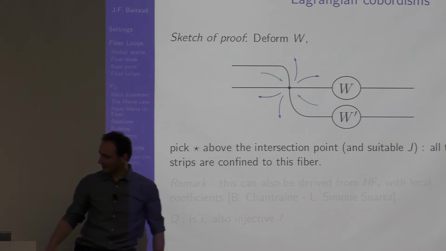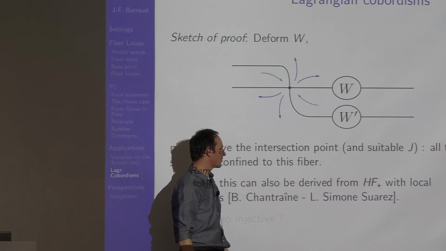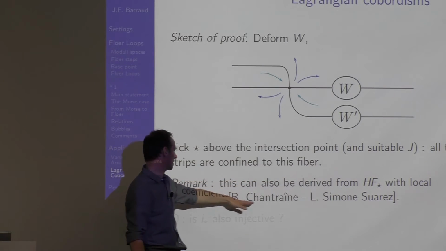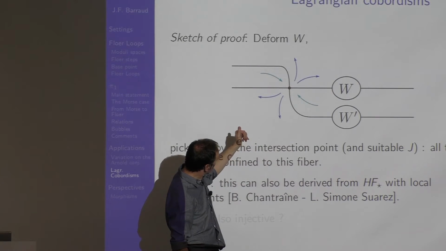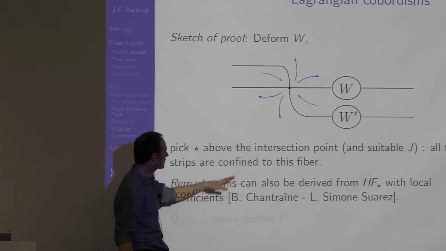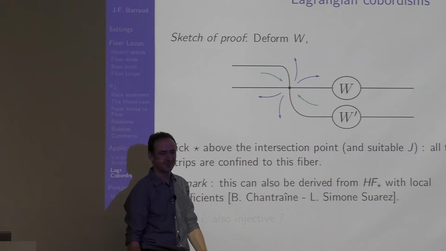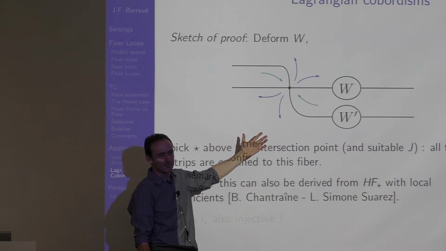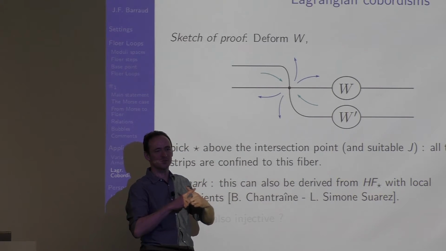And notice that, in fact, why do I say it's a very partial application? Because this can be derived from Floer homology with local coefficients. This is a remark by Baptiste Chantraine and Lara. If you use local coefficients, it's not so complicated a proof that the maps have to be onto. The point with this proof is that it is somewhat algebraic, if you want, and this is exactly the same proof as for the homology.